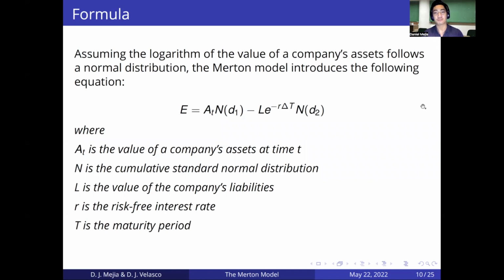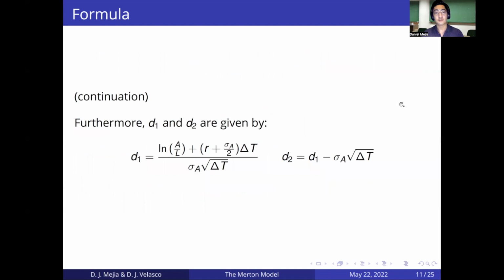So, the Merton model's formula is shown in this equation, where A sub t is the value of a company's assets at time t, N is the cumulative standard normal distribution, L is the value of the company's liabilities, r is the risk-free interest rate, and T is the maturity period. Furthermore, d sub 1 and d sub 2 are given by the following equations.